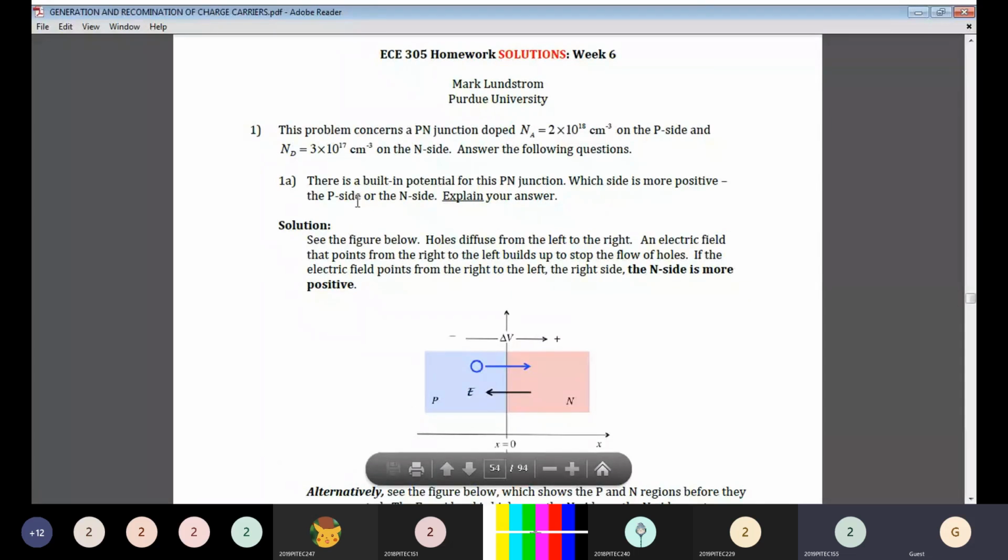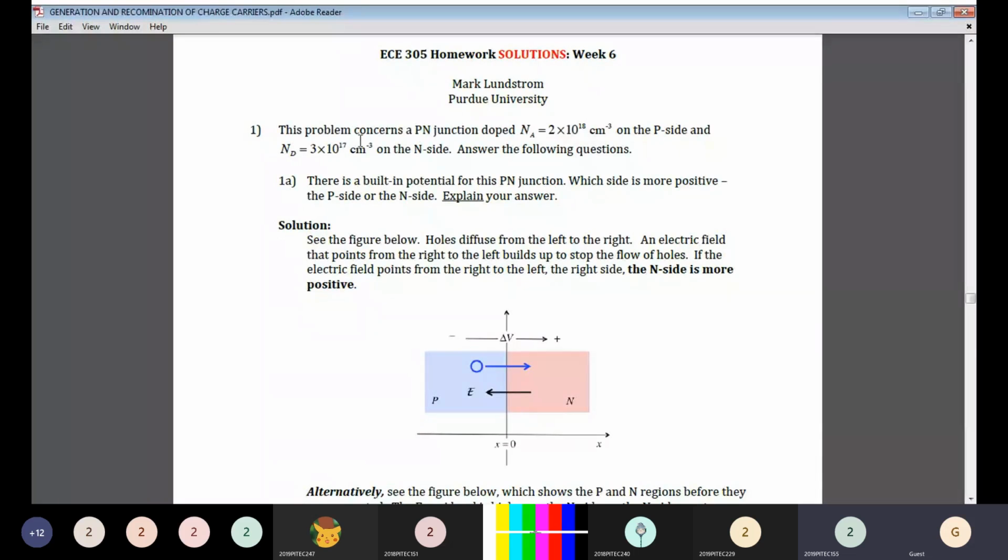Now look upon this problem. It concerns a PN junction doped Na equal to 2 into 10 to the power 18 per centimeter cube on the P side, and Nd equal to 3 into 10 to the power 17 per centimeter cube on the N side. Answer the following questions.